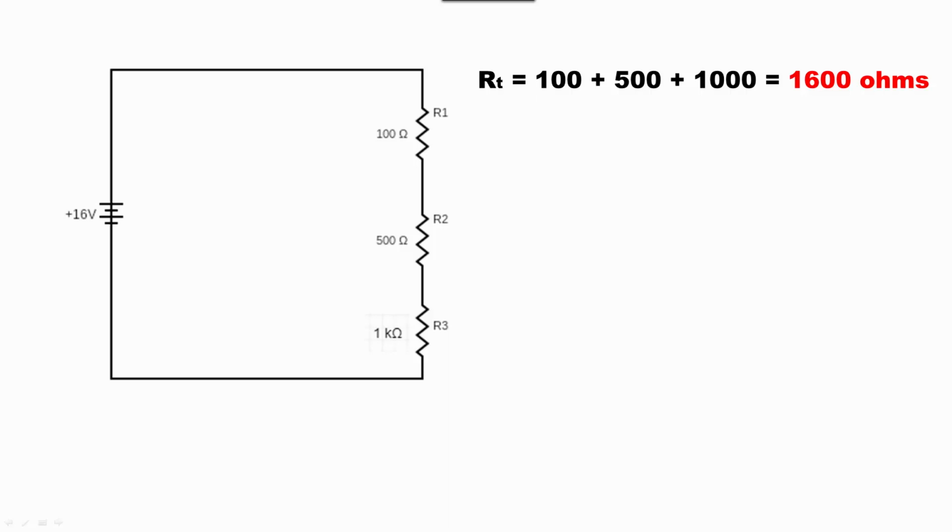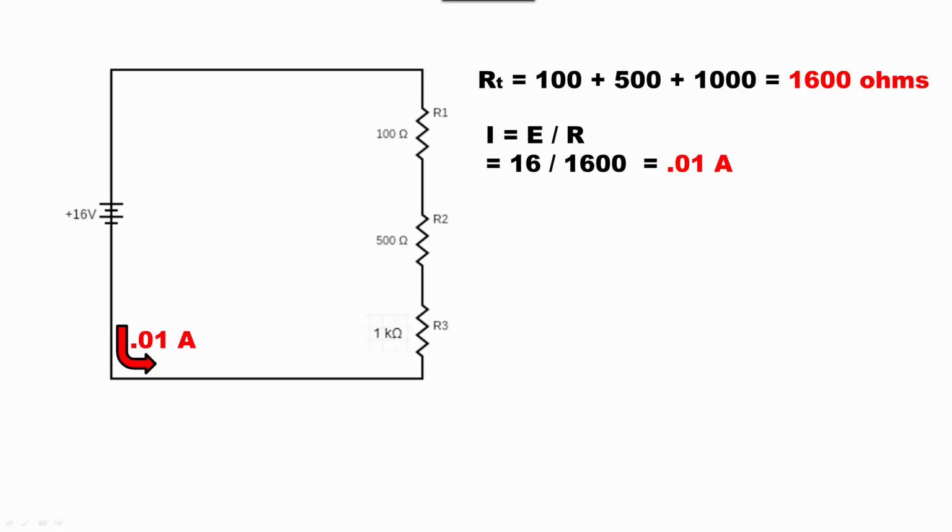So, total resistance equals 100 ohms plus 200 ohms plus 1,000 ohms equals 1,600 ohms. To find the current, remember it's the same everywhere in a series circuit, we use I equals E divided by R equals 16 divided by 1,600 equals 0.01 amps.